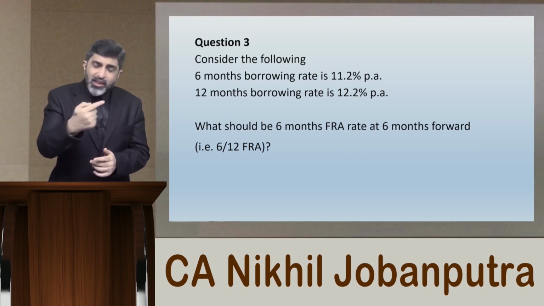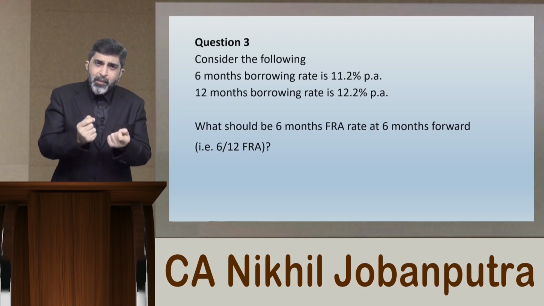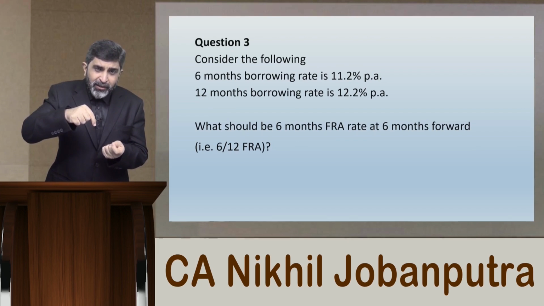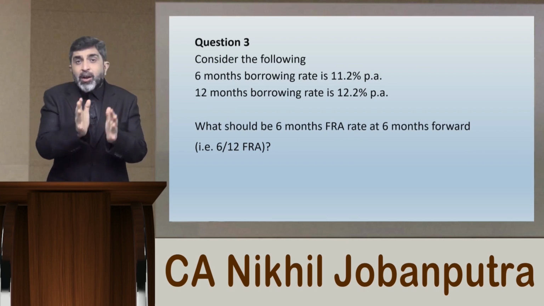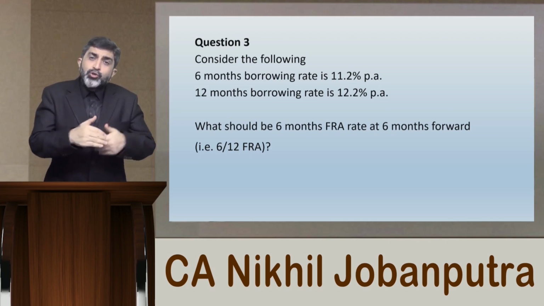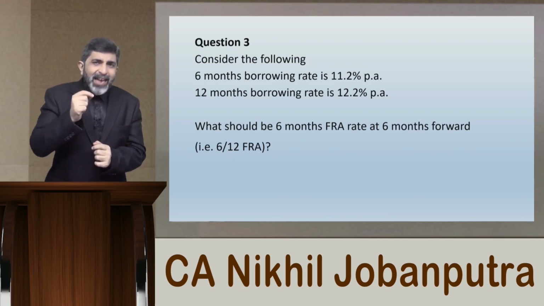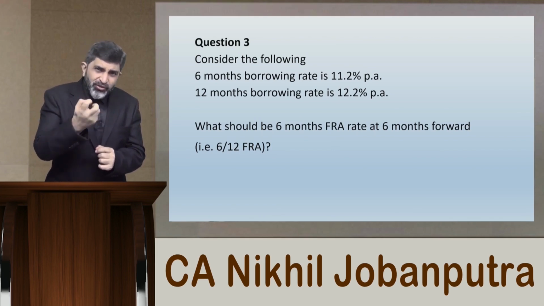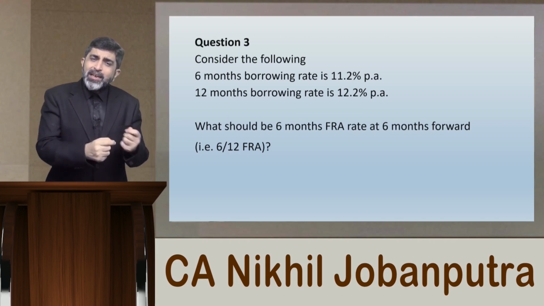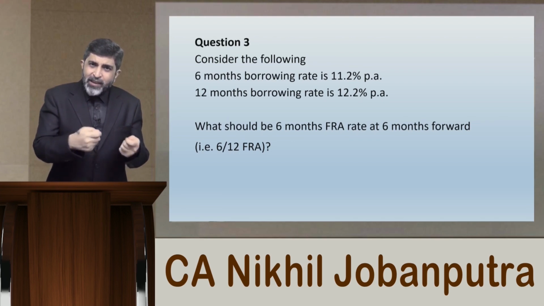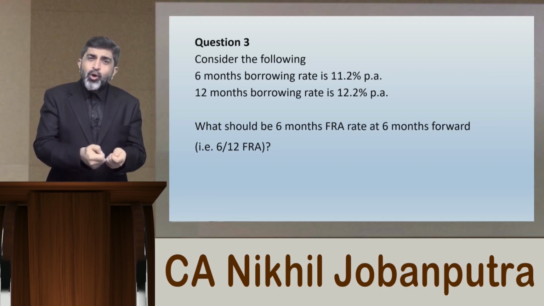What is the most important thing in this question? How would you determine the FRA rate? That means if you want to borrow after 6 months from now for a period of 6 months, how would you determine what will be the applicable rate, or what should be the applicable rate for such borrowing? Now, this calculation in your institute study material is given by application of a formula. If you keep applying formula without understanding the core logic behind that, it is madness.